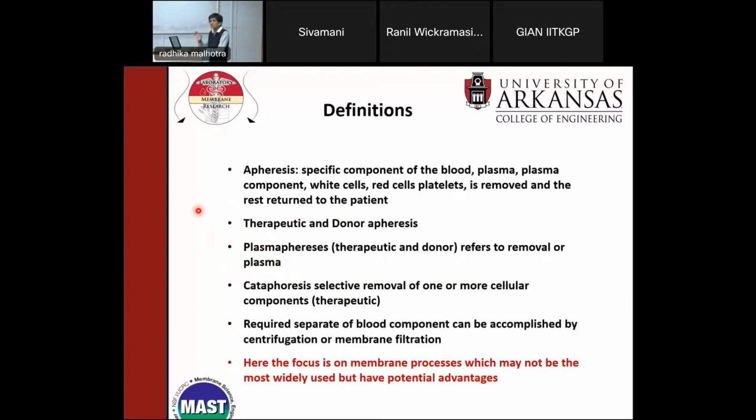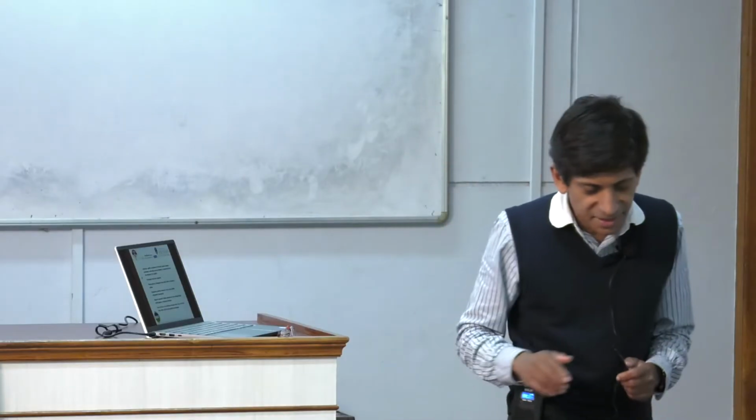So has everyone heard of plasmapheresis? That's the first point. Everyone heard of plasmapheresis? Know what it is or not? No. Okay, so let's discuss that.